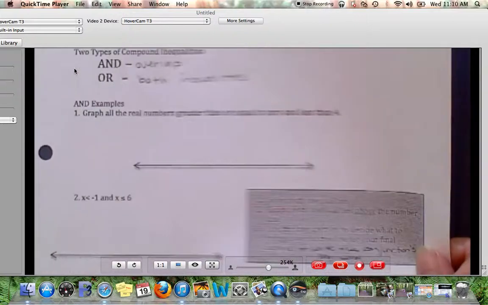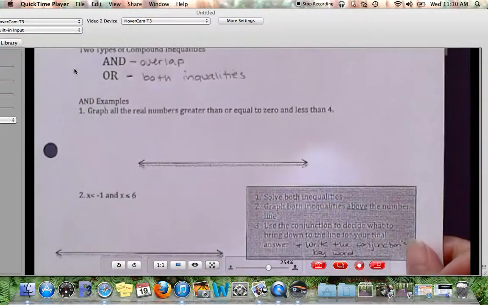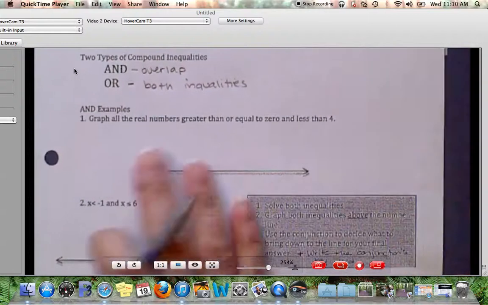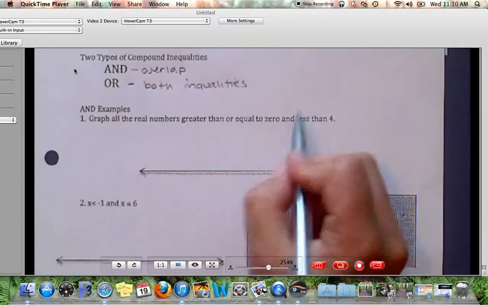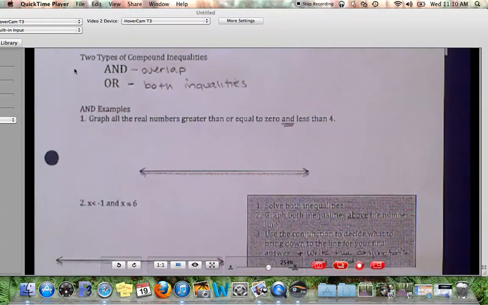And you'll understand what I mean here. So first we're going to talk about the "and" examples. It says graph all the real numbers greater than or equal to 0 and less than 4. Now the first thing we need to do is take this compound inequality and translate it into a compound inequality with symbols.